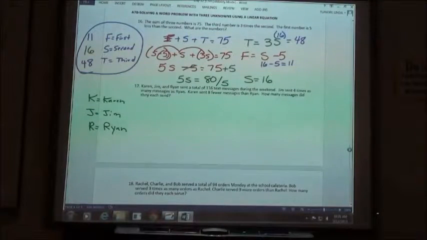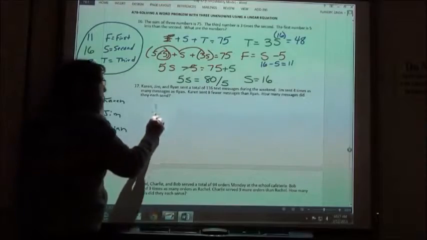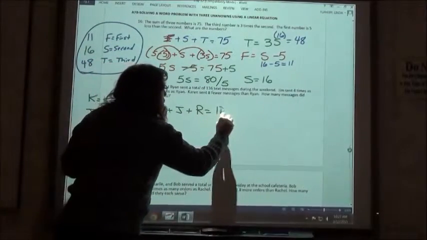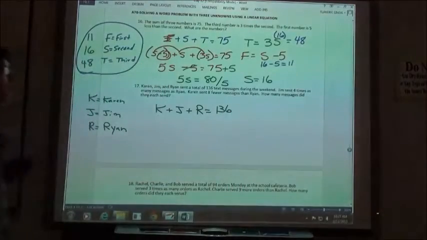So, Karen, Jim, and Ryan sent a total of 136 text messages. If I'm finding the total, I'm adding them together. Karen's messages plus Jim's messages plus Ryan's total 136 during the week.